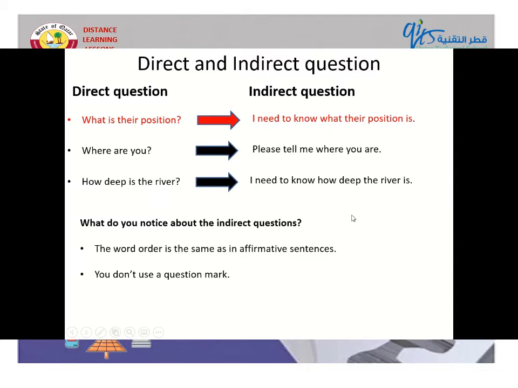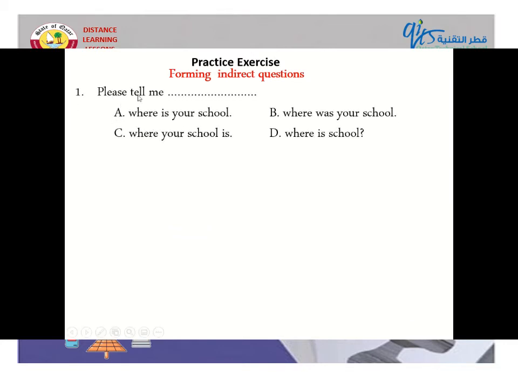So now let's take a look at some questions. Please tell me ___. So now we have the phrase, so we know we're going to need a question word followed by subject and then a verb. So now we have the question word here, but we have a verb here, so wrong. Where was your school? Question word, verb, wrong. Here we have where your school is. So now question word, subject, verb, looks good. But let's go to D. Where is school? Wrong. So our answer is C.